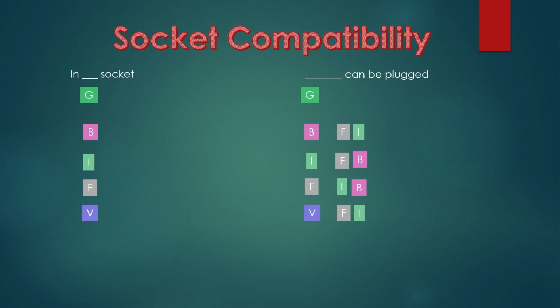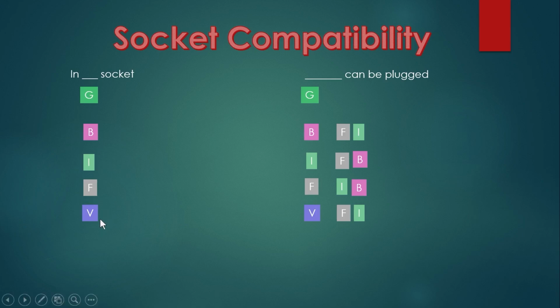Next thing is socket compatibility. These are some sockets and these are the sockets which can be plugged into them. In geometry, we can plug geometry. In boolean, we can plug boolean, float and integer. Boolean is basically 0 and 1, and float and integer can also give those values. The same case is for integer. We can plug integer, float and boolean. Float can also give integer values and boolean can give 0 and 1 only. And in float, we can connect float, integer and boolean.